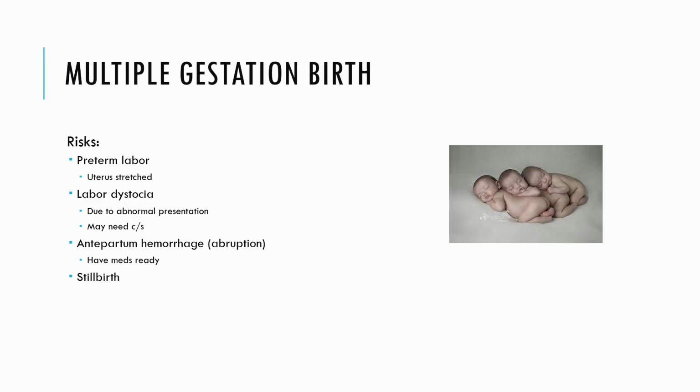Labor dystocia, so the labor's not progressing how we want it. This can be due to abnormal presentation. The babies just are lodged against each other, not coming down on the birth canal like we want, which may lead to a C-section. They're at an increased risk of having a placental abruption, which can lead to a hemorrhage, so have meds readily available. And they're also at an increased risk of stillbirth.